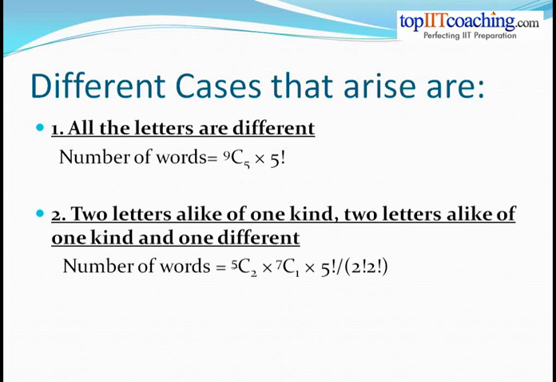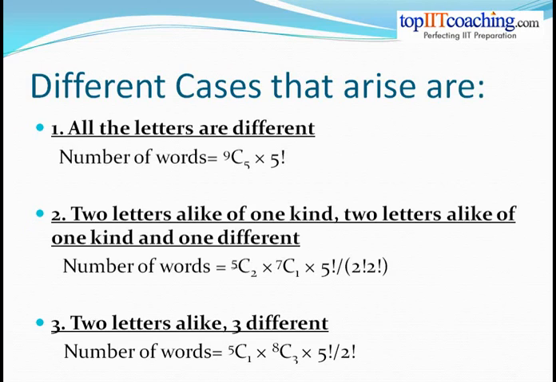Now this is about selection. Now we have to arrange them. Now we know that there are 2 sets of similar letters. So they can be arranged among themselves in 5 factorial by 2 factorial into 2 factorial ways. So as such, the total number of such words becomes 5C2 into 7C1 into 5 factorial by 2 factorial into 2 factorial.